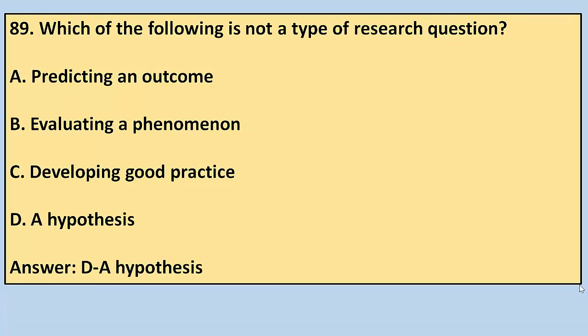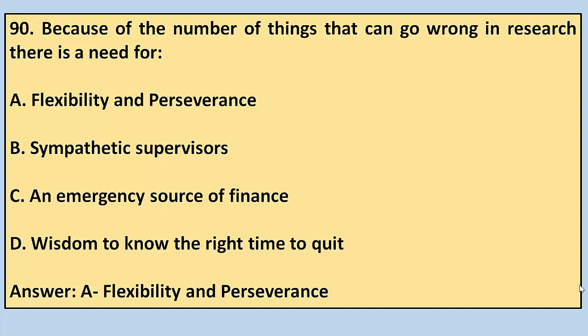Which of the following is not a type of research question? Predicting an outcome, evaluating a phenomenon, developing good practice, or a hypothesis. Answer is D. A hypothesis.